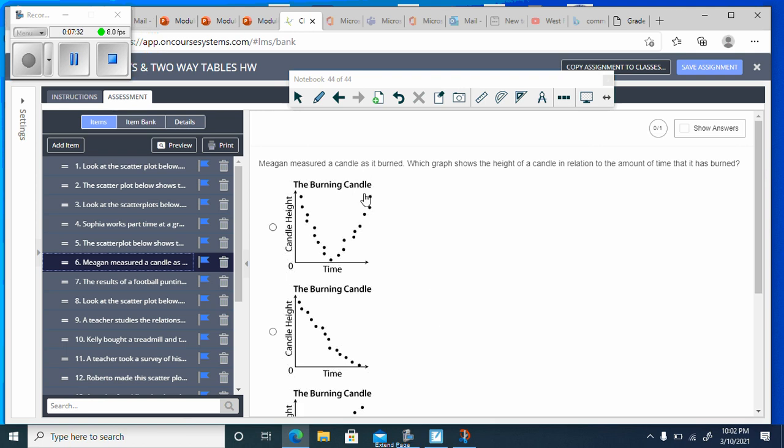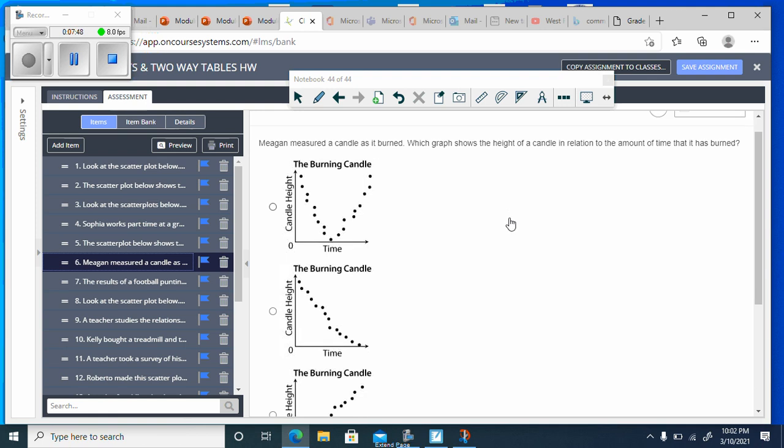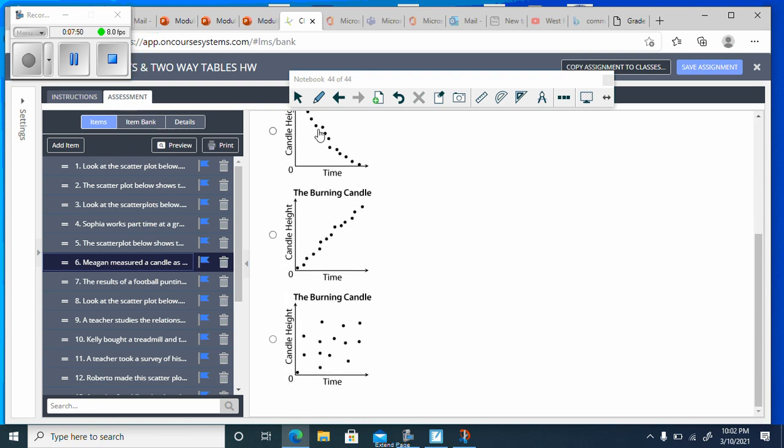Megan measured candles that burned. Which graph shows the height of the candle in relationship to the amount of time it's burned? Time, height. Well, if it's burning, the candle height should go down, right? Here it's going down and then going back up. How's the candle going to get shorter and then get longer if it's burning? The only way that's going to work is if as time goes on, the height of the candle goes down. This one right here.